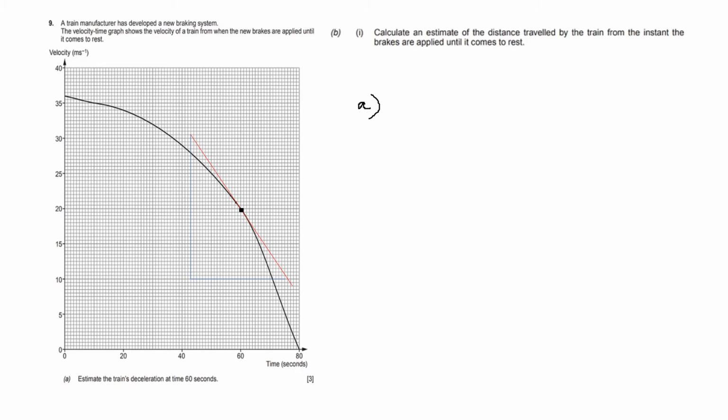So if I have a look at my y-axis, I can work out my change in y. So I've got 5, 10, 15, 20.5. And because it's sloping down, that will actually be negative 20.5. And then I'm going from 43 to 70. Yeah, 43 to 70. 70 take away 43 will give me 27.